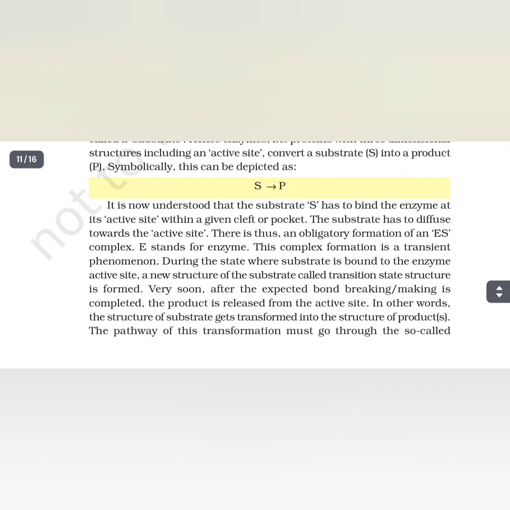It is now understood that the substrate has to bind the enzyme at its active site within a given cleft or pocket. The substrate has to diffuse toward the active site. There is thus an obligatory formation of an ES complex. E stands for enzyme. This complex formation is a transient phenomenon. During the state where the substrate is bound to the enzyme active site, a new structure of the substrate called the transition state structure is formed. Very soon after the expected bond breaking or making is completed, the product is released from the active site. In other words, the structure of the substrate gets transformed into the structure of the product.